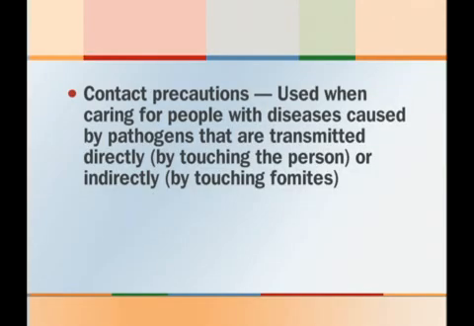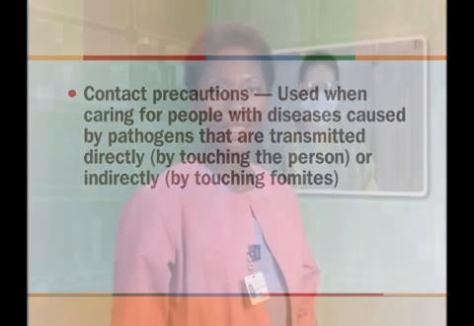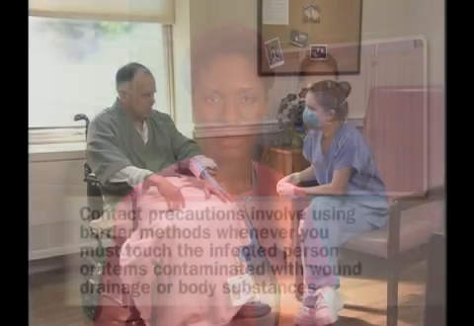Contact precautions are used when caring for people with diseases caused by pathogens that are transmitted directly by touching the person, for example, or indirectly by touching fomites. For example, contact precautions are taken with patients or residents with skin and wound infections, digestive tract infections, some types of respiratory tract infections, and head lice or scabies infestation.